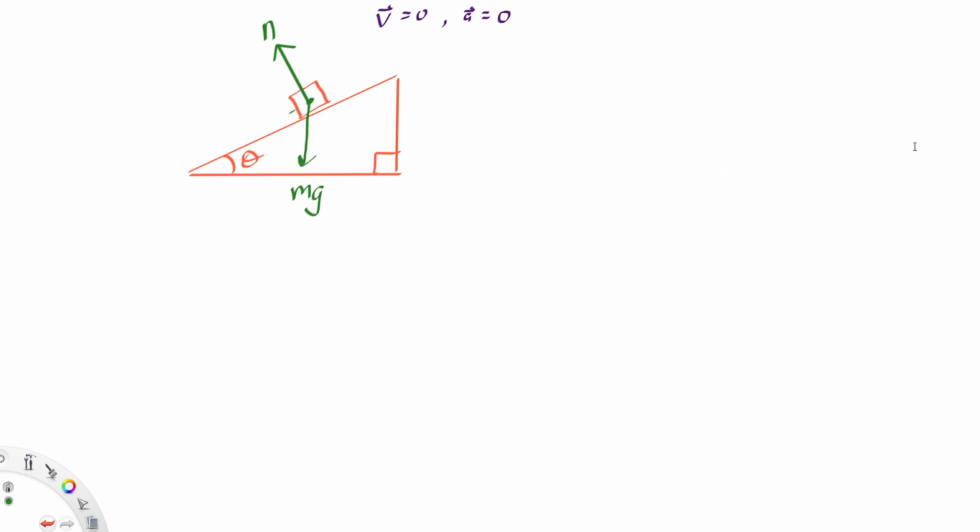mg is mass times gravity. Yes. So that is the weight of the object. Now the weight of this object is going to tend to pull it down the ramp, and so that tells us that friction has got to be pushing up the ramp. All right. So there's step one. We've drawn a picture of this problem.